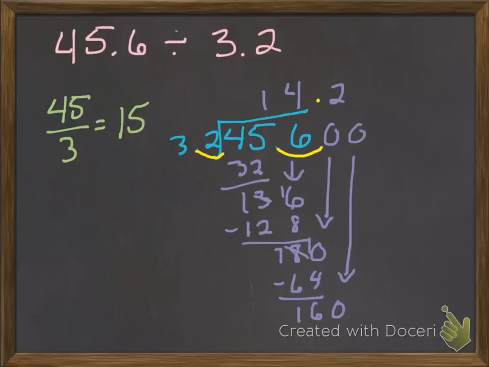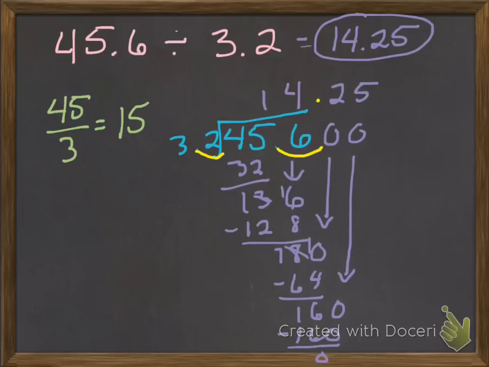And 32 can go into 160 5 times. And that makes 160 exactly. So if I subtract those, it gives me 0, leaving me with an answer of 14 and 25/100, which is close to my estimate of 15.